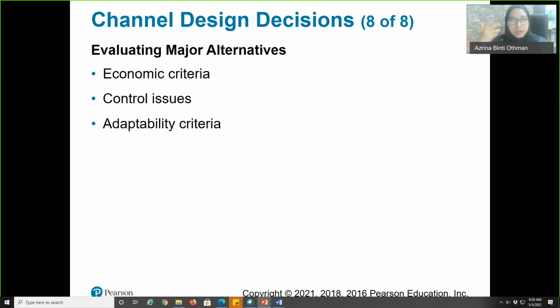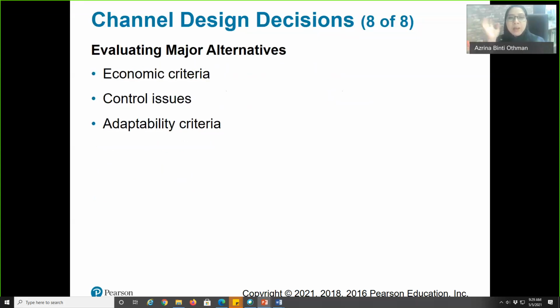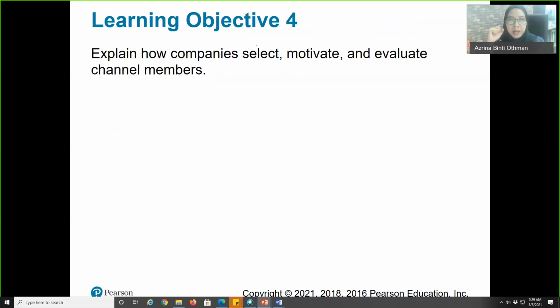How to evaluate the major alternative? We also evaluate based on economic criteria, control issue, adaptability criteria. Ni adalah additional lah, additional on how to evaluate. Tadi kita dah identify major kan, lepas tu kita kena evaluate. Macam mana kita nak evaluate intermediaries kita ni bagus? Based on the economic criteria, based on their control issue, based on their adaptability. Sesuai ke tidak?